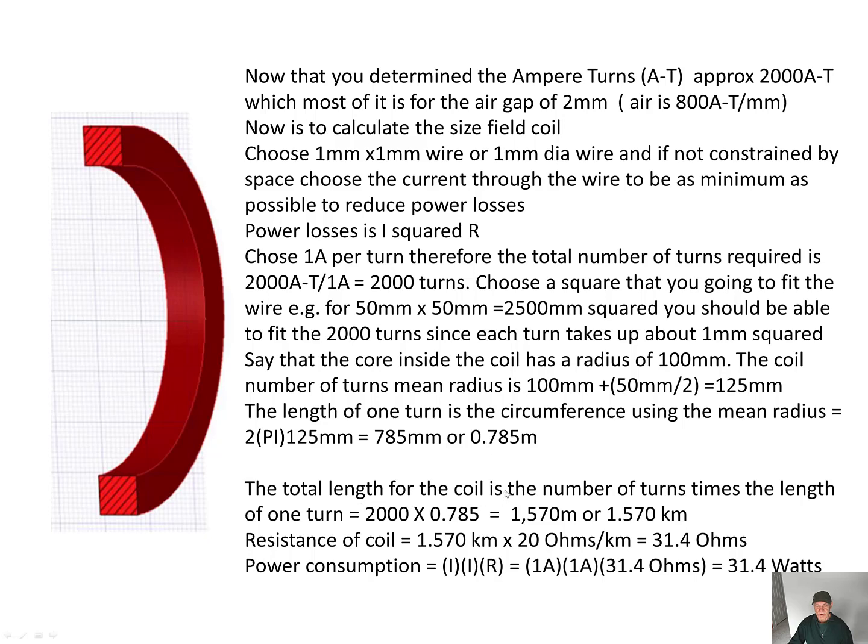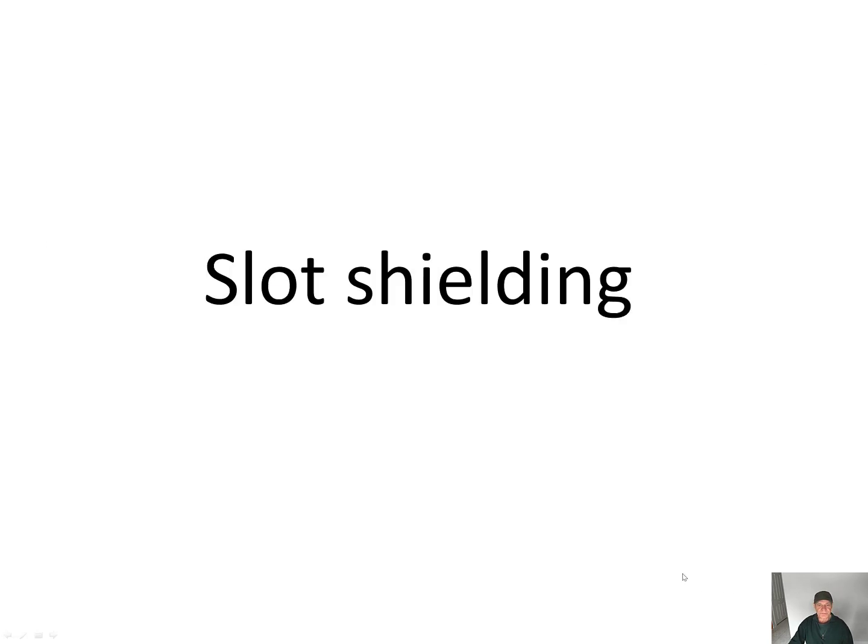The total length of the coil is the number of turns times the length of one turn, 2000 times 0.785, which is 1570 meters, or 1.57 kilometers. The resistance of 1 millimeter diameter wire is approximately 20 ohms per kilometer, so that gives a total resistance of 31.4 ohms. So the power consumption is current squared times R, which with 1 amp comes to 31.4 watts.